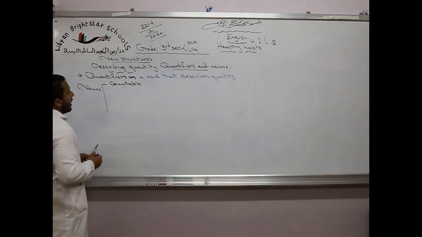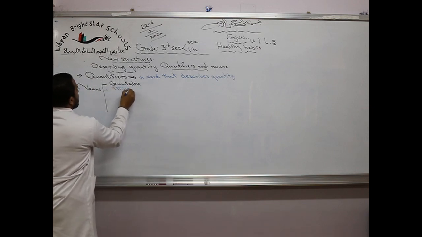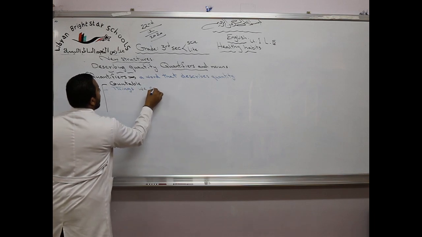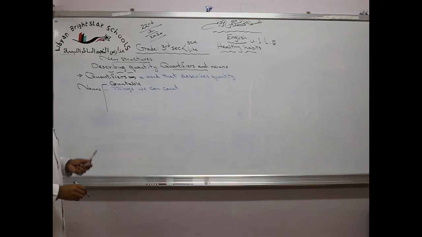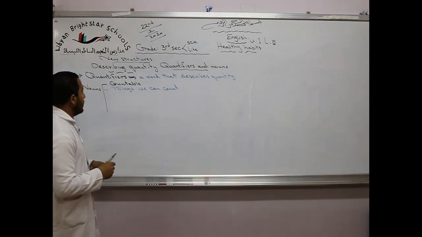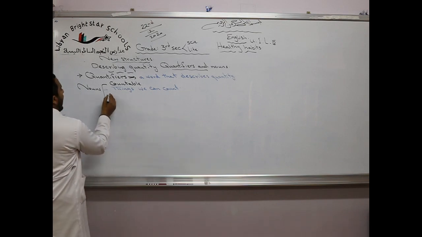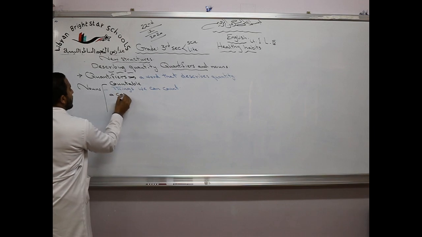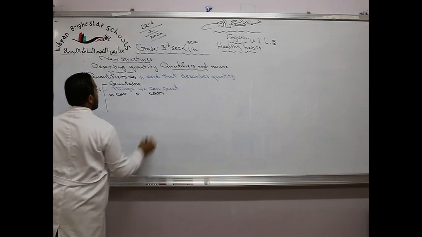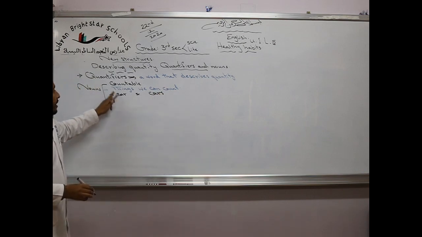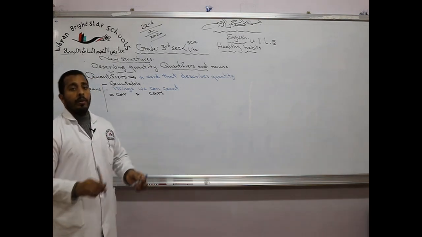and uncountable. Countable nouns are things we can count. For example, can we say a car or cars? So the word car is a countable noun. We can count the cars, we can count the pens, we can count people.